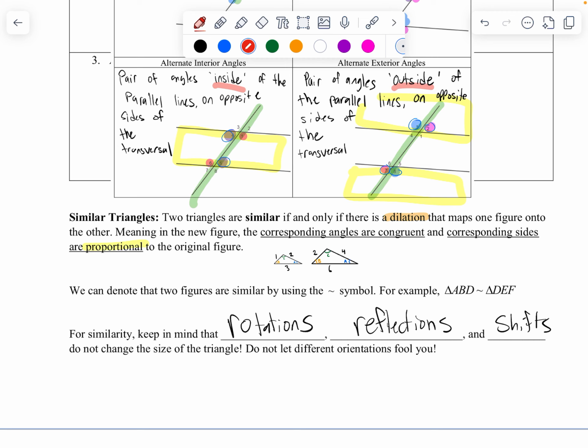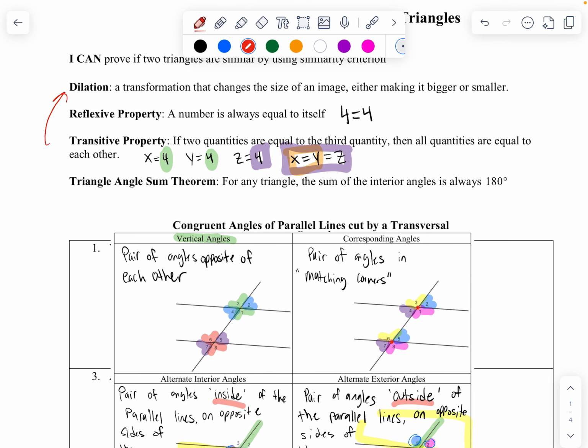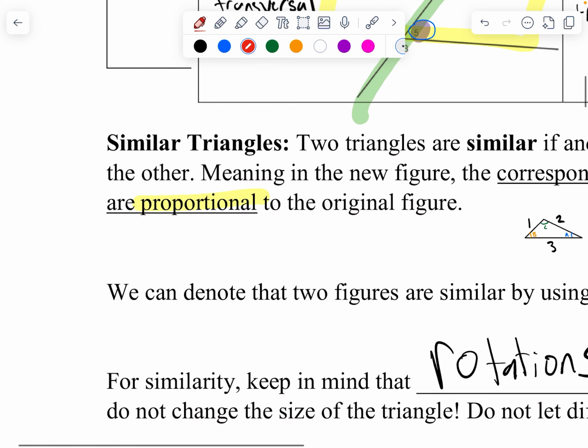Now, similar triangles. Two triangles are similar if and only if there is a dilation, right? Dilation being that word we talked about up here, changing the size, that maps one figure onto the other, meaning in the new figure, corresponding angles are congruent, meaning they are the same. The angle sizes have not changed. And corresponding sides are proportional.